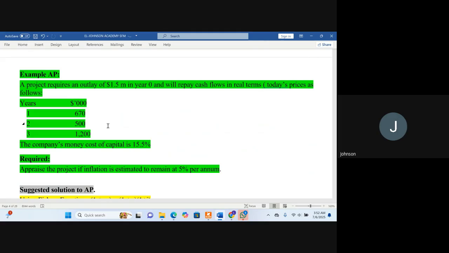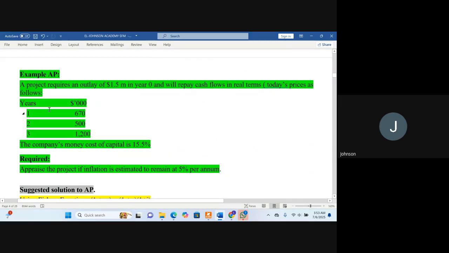Okay, so now let's look at another example. This example will enable us to solidify our understanding. They say a project requires an outlay of 1.5 million in year 0, and it will pay cash flows in real terms. That is, today's price.